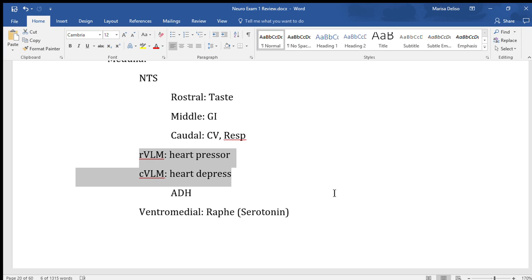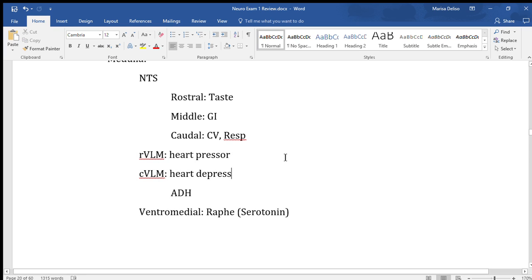Makes it faster. So it's my heart pressor, that's the weird way they like to say it, and my caudal calms my heart. It's my depressor, right? And then I can extrapolate, okay, if my R rushes my heart, then it must be an excitatory pathway, which then I can extrapolate, okay, well then it's probably going to use glutamate.